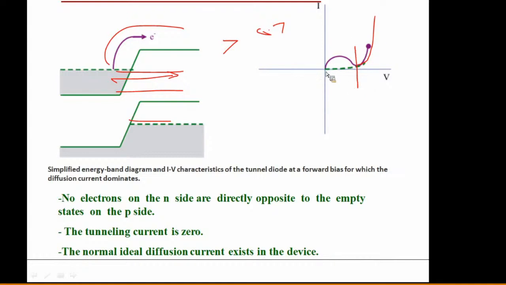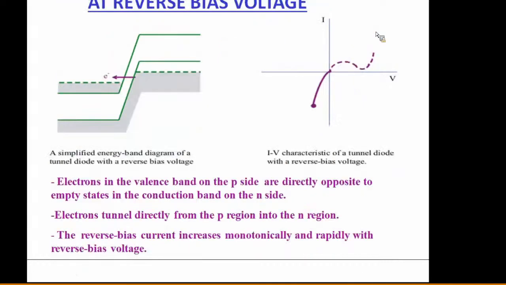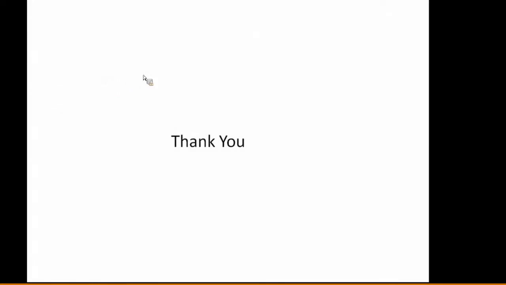Below the barrier potential, initially it has a higher tunnel current. Later the tunnel current will reduce, and then it will follow the forward bias characteristics of the normal PN junction diode. In the reverse bias case, just like the forward bias where electrons are tunneling into this side, in reverse bias holes will tunnel into this side. Okay, this is the simple operation of your tunnel diode. Just go through the presentation, and you will get clarity about the tunnel diode.